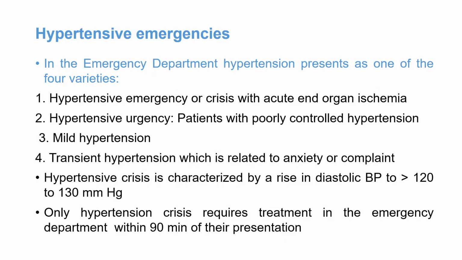So what are hypertensive emergencies? A hypertensive emergency or crisis is with acute end organ ischemia. Hypertensive urgency occurs in patients with poorly controlled hypertension, and even mild hypertension patients can go into hypertensive emergency, or have transient hypertension. Normally we know hypertension is the elevation of blood pressure, systolic above 130 and diastolic above 90 mmHg. We will give treatment if the diastolic blood pressure is above 90.